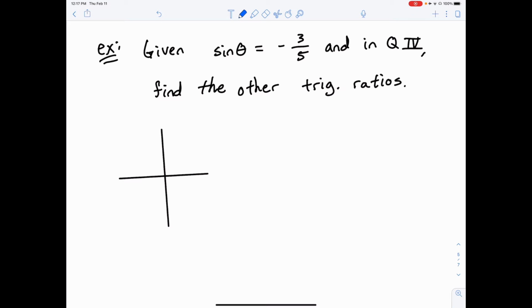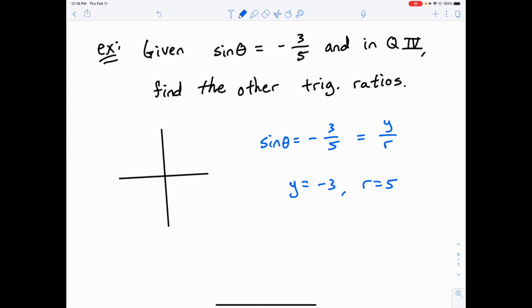So first of all, let's list down what we know. Sine theta, right now, is equal to negative 3 over 5. And as we mentioned earlier, sine theta is y over r. Something to keep in mind here is that r is the hypotenuse, and that is always going to be positive, which means here that y has to be equal to negative 3 and r has to be equal to 5.